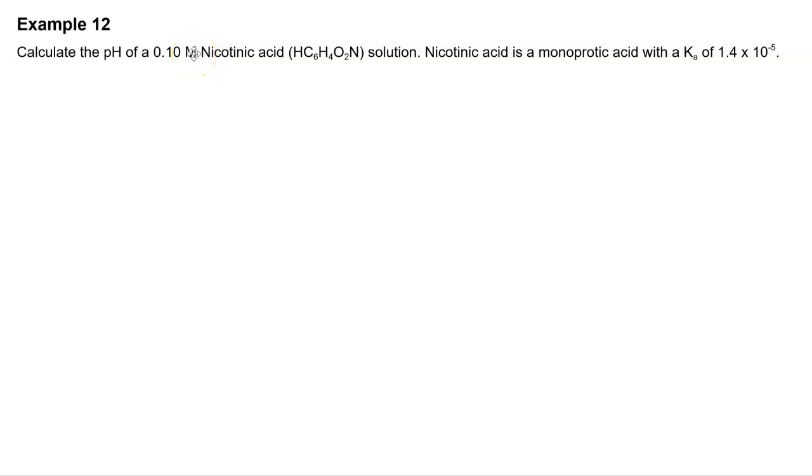Example 12. This problem differs from example 11 because in example 11 we were solving for Ka. In example 12 we're solving for pH. So here we go. Similar to the last problem, we cannot just use our traditional formulas to find pH, because we have a weak acid. So we will need to use an ICE chart.